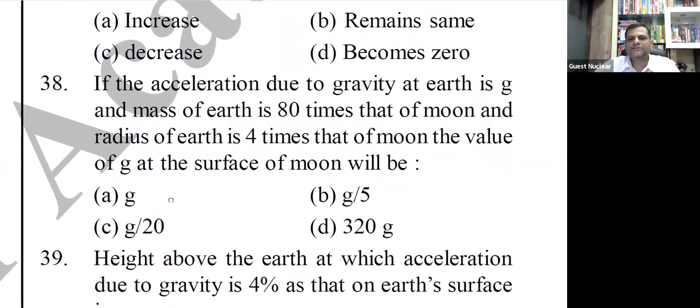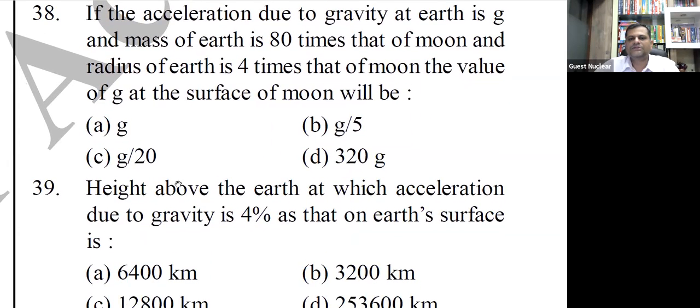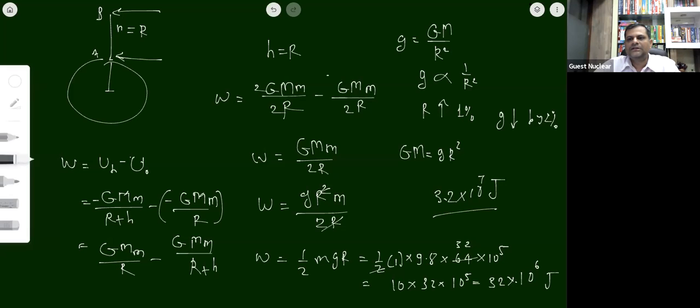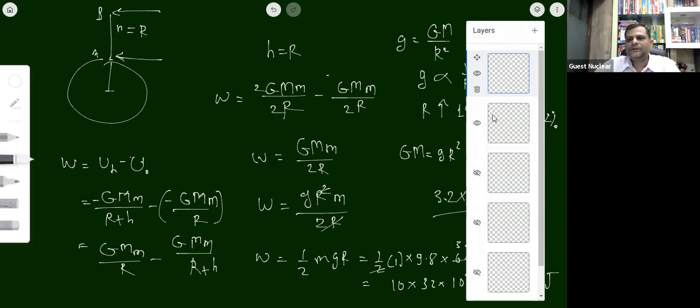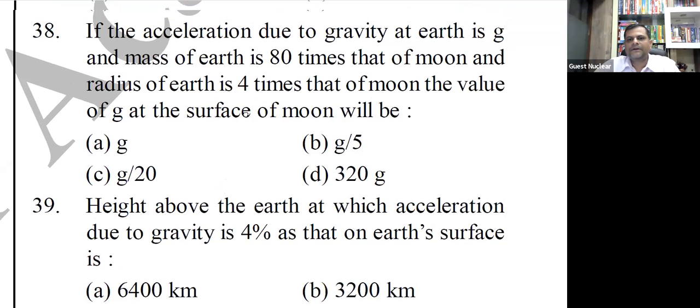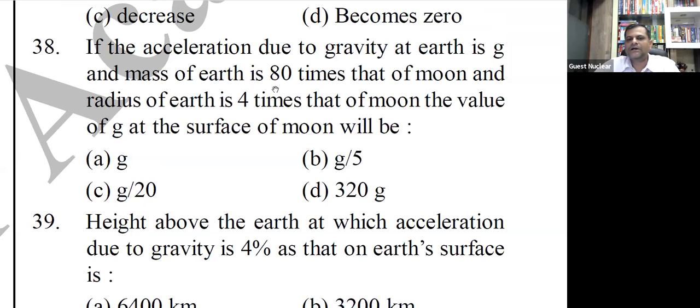Then again, if the acceleration due to gravity at Earth is g and mass of Earth is 80 times that of the moon and radius of Earth is 4 times that of the moon, then the value of g on the surface of moon will be, no doubt, we can find it out easily. See here, the value of g we know is capital G m upon r square, correct? Now read the question again. The acceleration due to gravity at the surface of Earth is g and mass of Earth is 80 times that of the moon and radius of Earth is 4 times that of the moon. Then the value of g on the surface of moon will be.